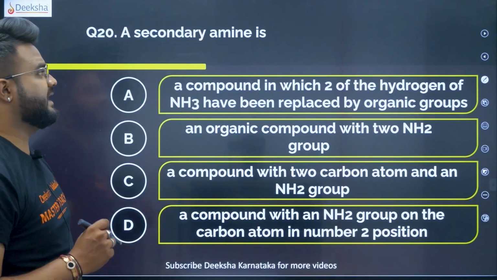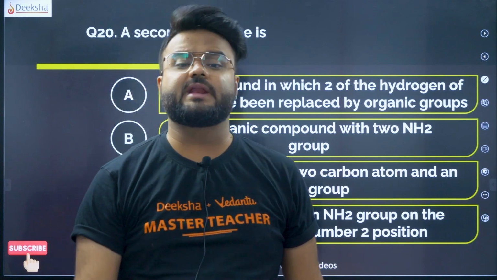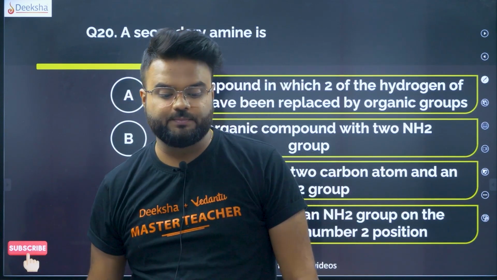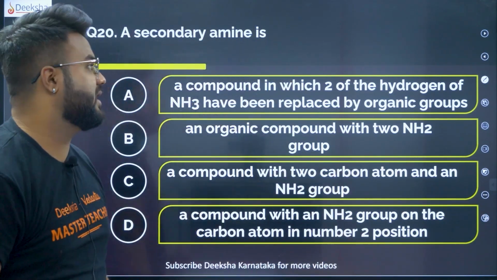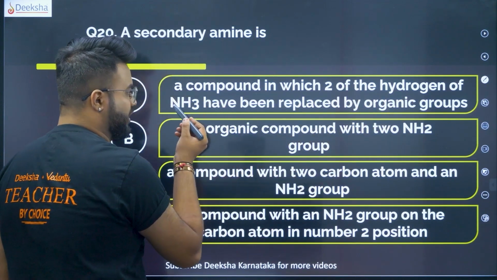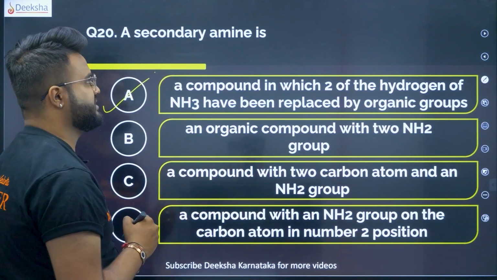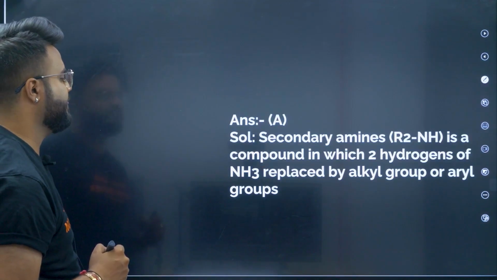Next, the secondary amine is. Now guys, secondary amine is a very simple question. So secondary amines are nothing but compounds in which 2 of the hydrogens of ammonia have been replaced with organic groups. Therefore, this is your secondary amine.